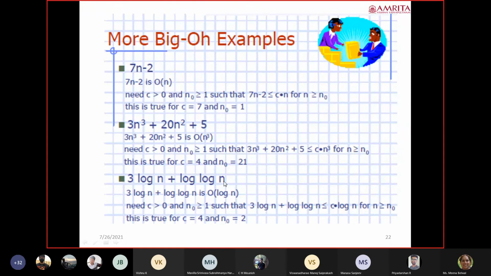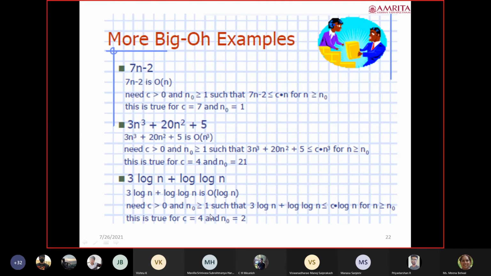So now if I try to calculate log 4, log 4 means 2 to the power of 2, so the answer is going to be 2. So log of log 4 will be log of 2. Log of 2 is going to be 1, for example. And then 3 log n is going to be 3 log 4. So log of log n will always be smaller than log n, right? So you know that the answer is going to be O of log n here.